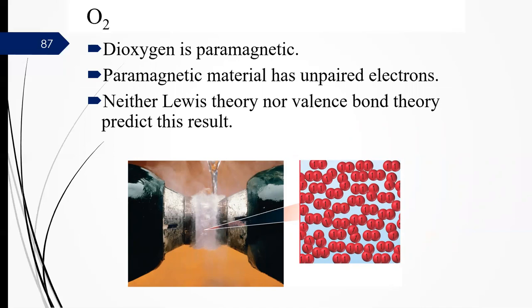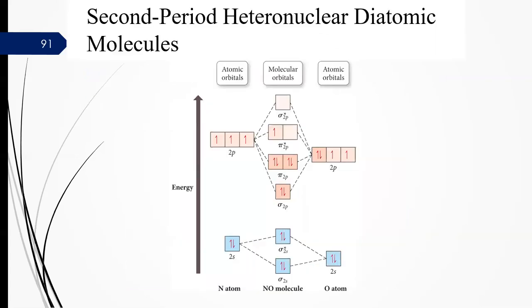Magnetic materials, though, are supposed to have unpaired electrons. And so if you pour oxygen between magnets, we start to see them get stuck. They are attracted there. And so that means that there must be some unpaired electrons in there, but it doesn't make any sense from the Lewis theory.